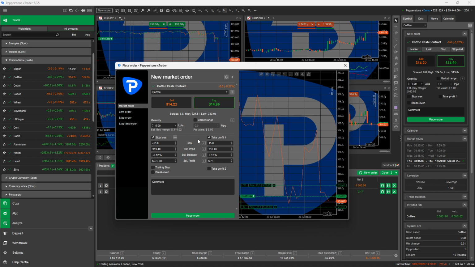Next, choose the direction of your trade. Click Buy if you expect the commodity price to rise. Click Sell if you expect the commodity price to fall. After that, wait for the platform to execute your order.